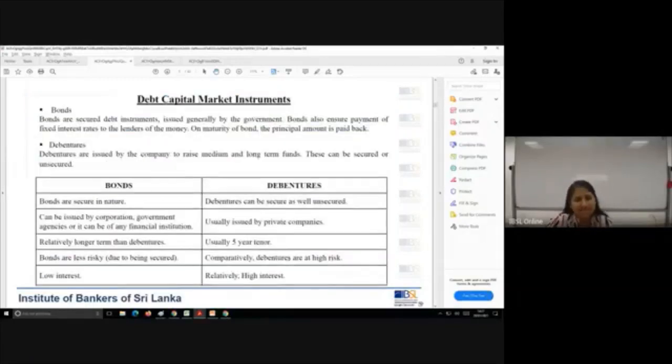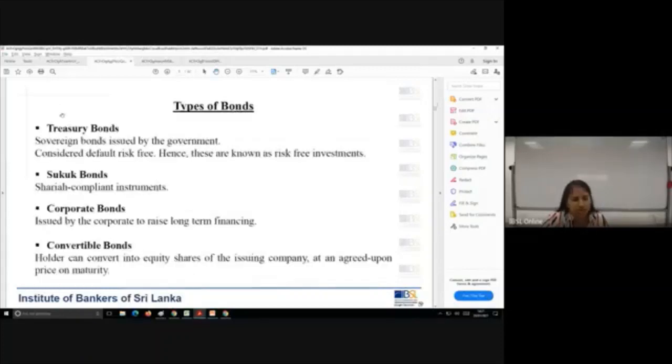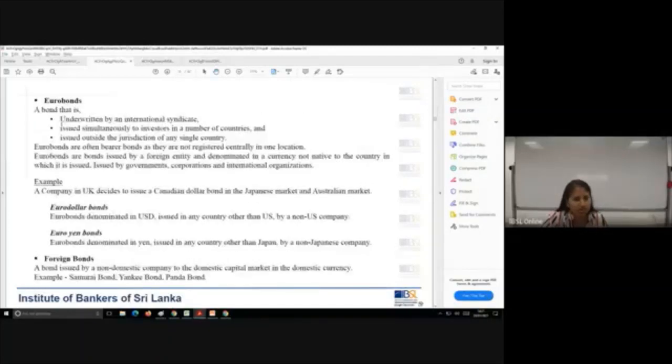Then you have debt capital market instruments or debt capital instruments. They are generally of two types, bonds and debentures. And here I have differentiated between the bonds and debentures. Now let me quickly explain how I have structured this lesson. So first we will look at bonds. We will look at the risks when it comes to bonds, the types of the bonds available, the treasury bond, the sukuk bond, everything. Then you will have debentures, where we talk about what are debentures. So here you have types of bonds, all the types of bonds we talk about.